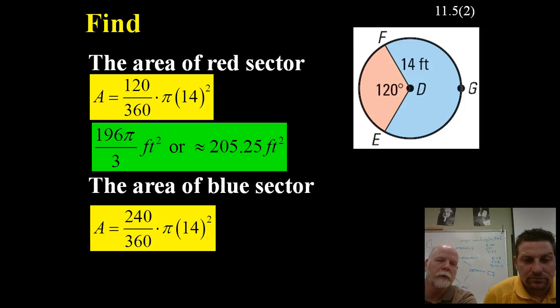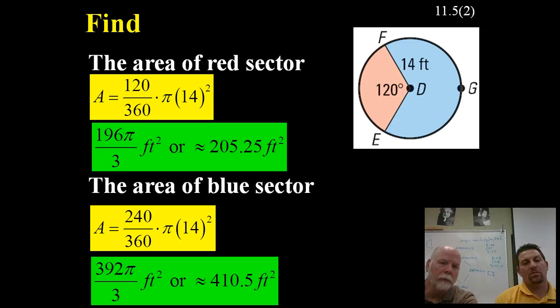So 240 over 360 is 2/3 times pi times 14 squared. And so the 196 is going to get doubled because there's a 2 on top of that fraction now, and a 3 on the bottom still. So it's 392 pi over 3 square feet, or approximately double what we had before, 410.5. Okay? So we're just finding the areas of parts of circles here called sectors.